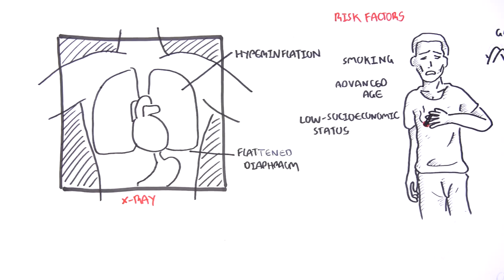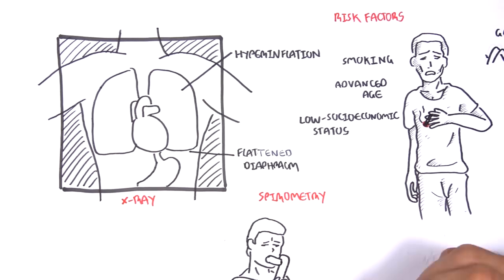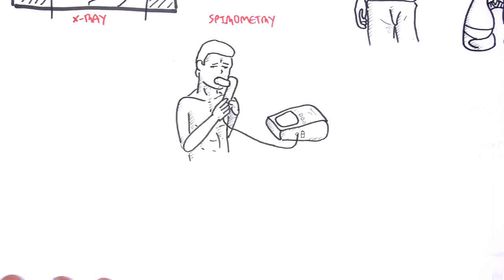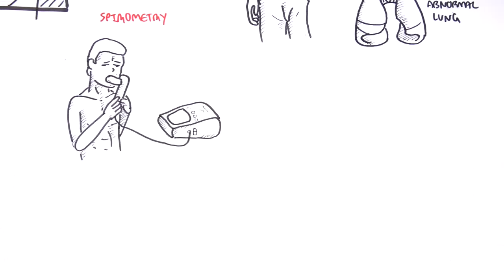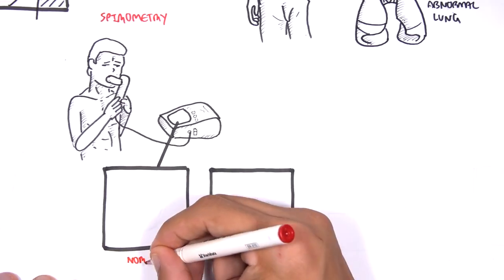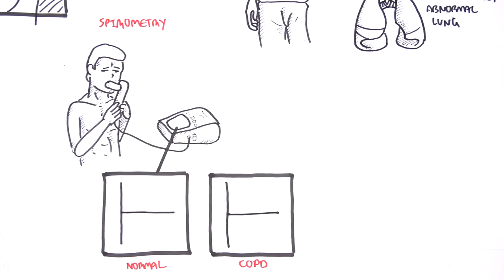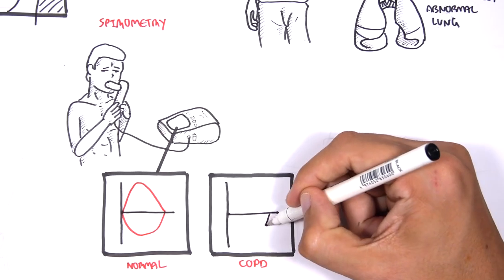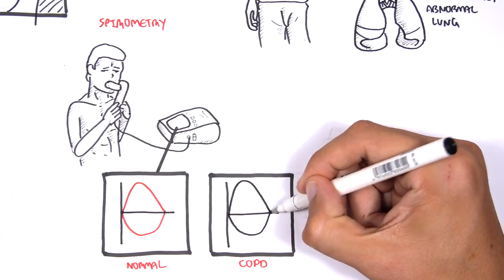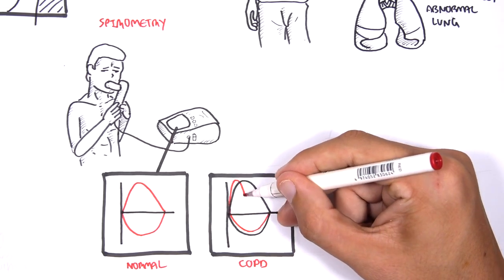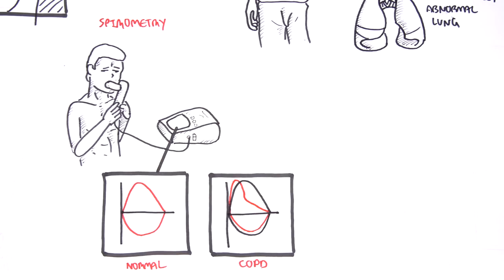Another important investigation or examination to perform is a spirometry. A spirometry is a machine that a patient blows into. This is to measure the lung function. Here we have a normal spirometry reading with a normal inspiratory and expiratory curve. However, let's compare this to a graph with someone who has COPD. So again, here we have the normal inhalation and exhalation curve in black, and in red, COPD. There is a decrease in volume, especially during exhalation.